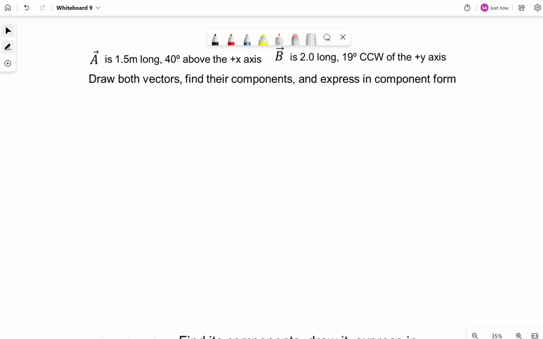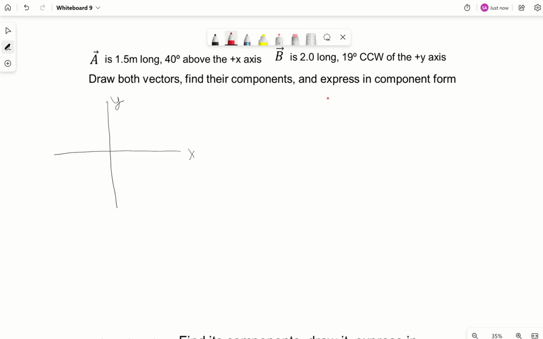So you should be able to do this if it comes up on a test, or if you're given vectors in component form, you should be able to draw them. So let me start off by doing the drawing. So I'm going to draw a standard XY coordinate system. Okay, so vector A, let's draw vector A in red here. So vector A is 1.5 meters long, and it's 40 degrees above the plus x axis.